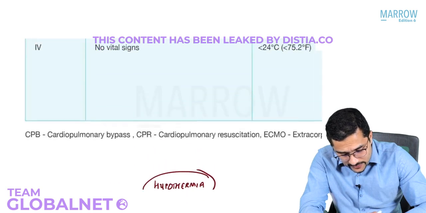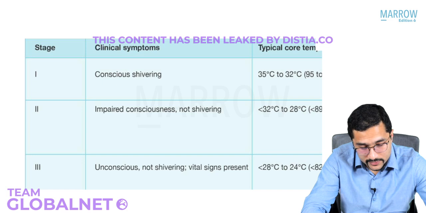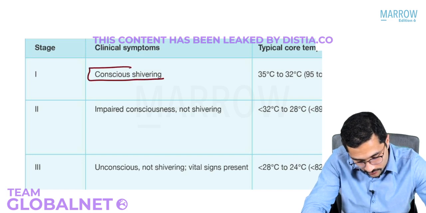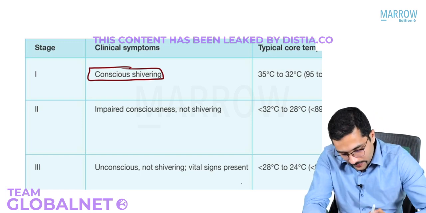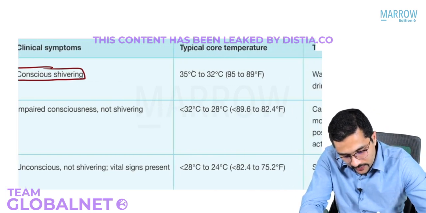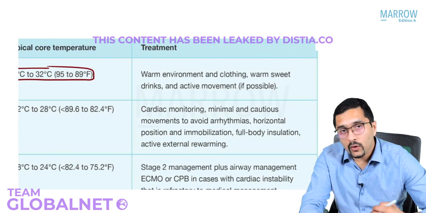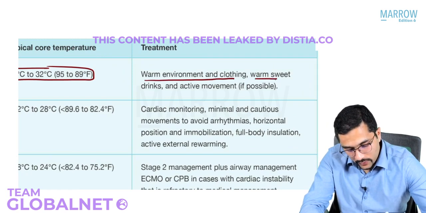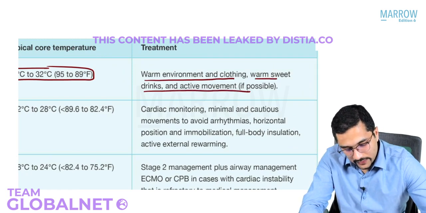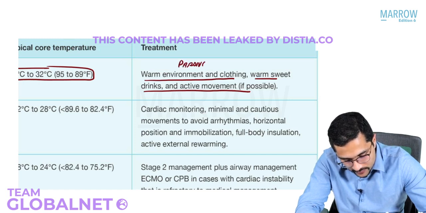Now, there are various stages of hypothermia which you should know about. Stage 1 hypothermia is the stage of conscious shivering, and shivering is being done to generate more heat, and here the temperature is between 35 to 32 degrees centigrade. And here what is required is a warm environment and clothing, warm sweet drinks, and active movement. So basically here we are doing passive rewarming.